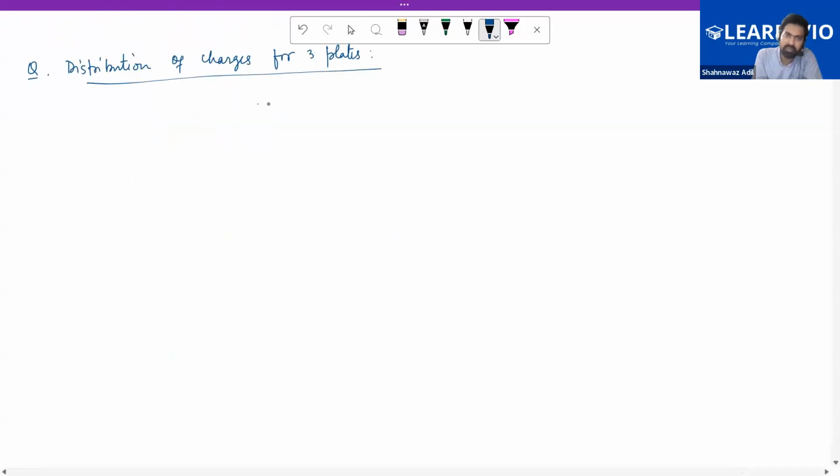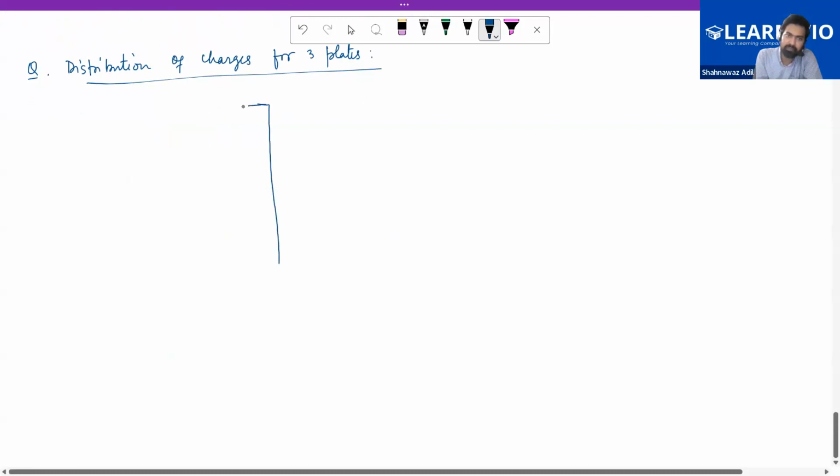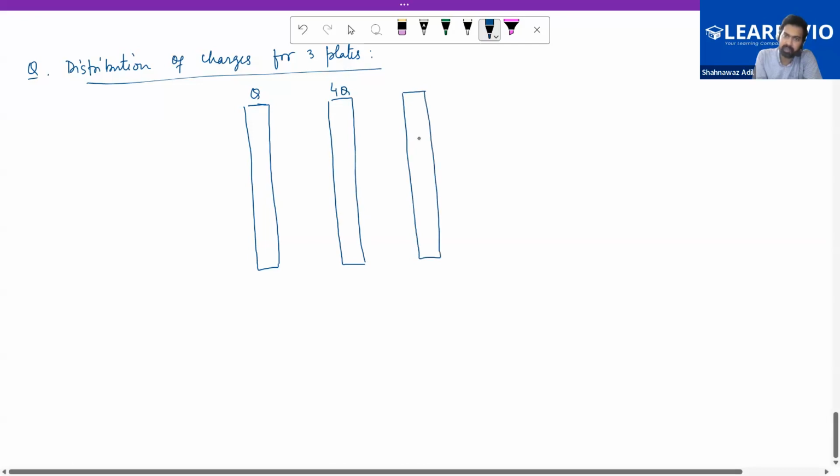Let's say we have one plate, this is Q charge. The other plate, this is 4Q, and then the other one which is 3Q, right? So for this one, what would be the charge? So please try this one and tell me what is the answer that you get.